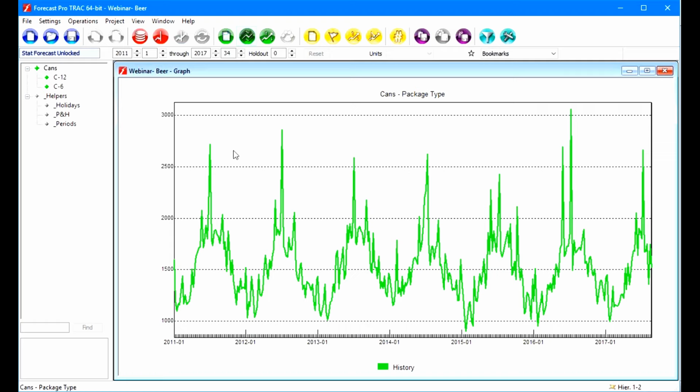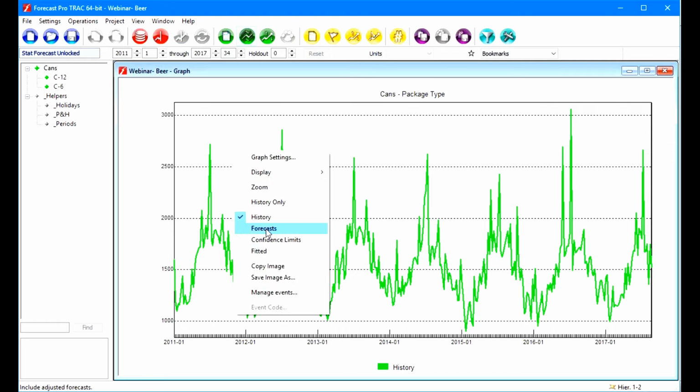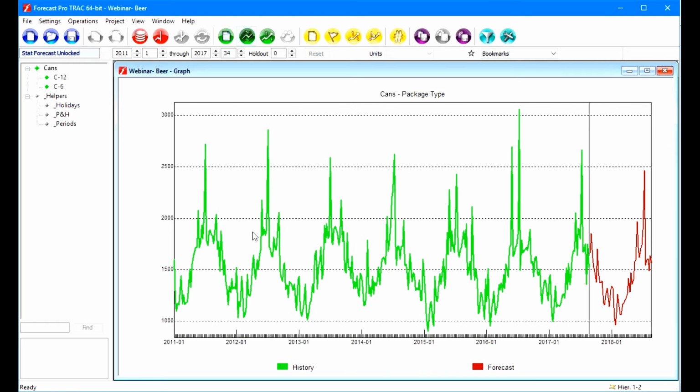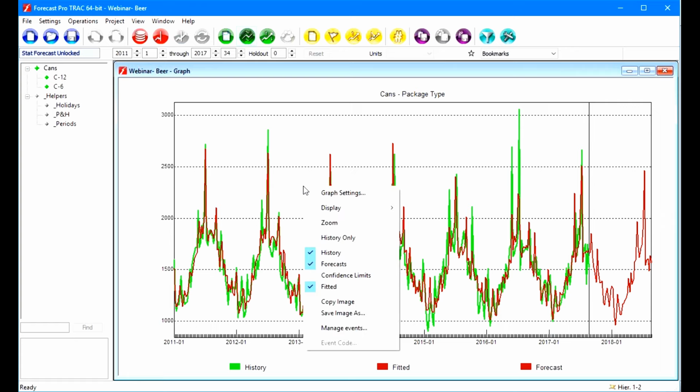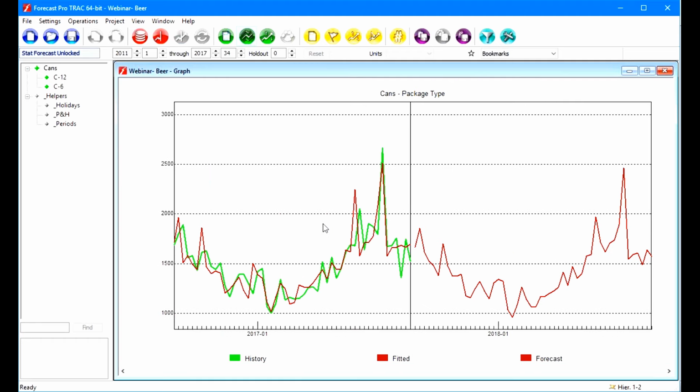So let's go ahead and do our automatic forecast here. So we'll add in forecast and fitted to see how well we're doing. At first glance, it looks like this isn't doing a bad job, but it's weekly data and it's hard to see exactly what's going on here. So let's actually zoom in. And once we zoom in, we start to see that there are some problems.